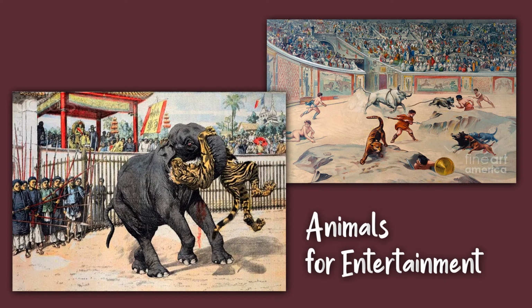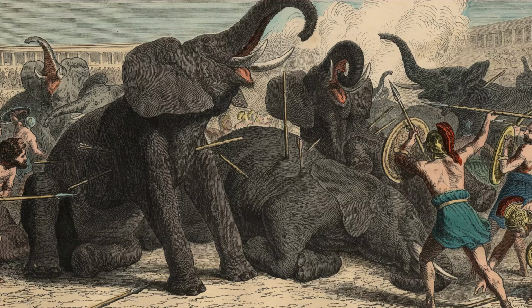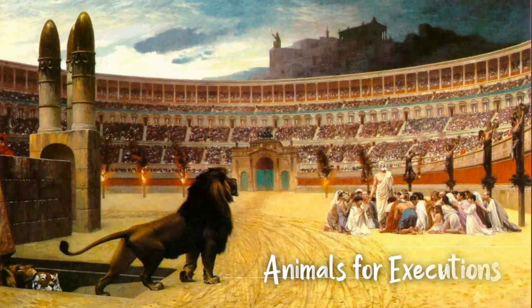People wanted to see exotic animals, see them fighting, men fighting them, or them fighting one another. Here's a picture of entertainment of Roman soldiers fighting some elephants. And of course, they were used in executions as well. Romans used them for executing Christians and other prisoners of the state.